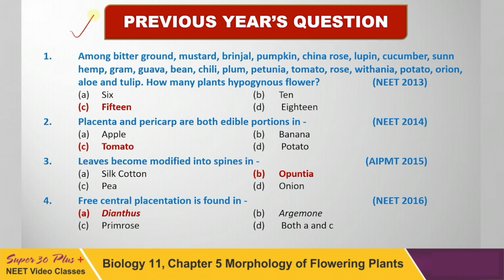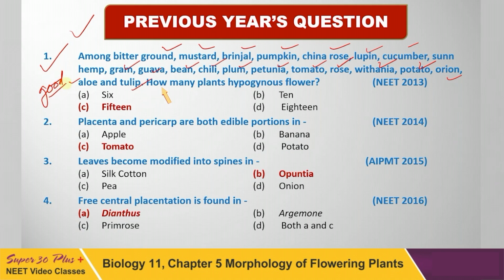Now you have to concentrate on a few questions from previous year examinations, so that you may be confident that what you have done for this chapter, you will be able to give answers to so many questions. Very good question this is. Among these plants: bitter gourd, mustard, brinjal, pumpkin, China rose, lupin, cucumber, sunflower, sun hemp, gram, guava, bean, chili, plum, petunia, tomato, rose, withania, potato, onion, aloe and tulip. This seems a long question, but you can answer it easily.